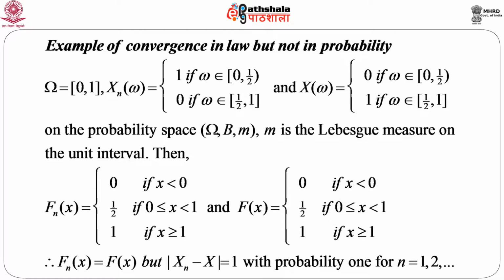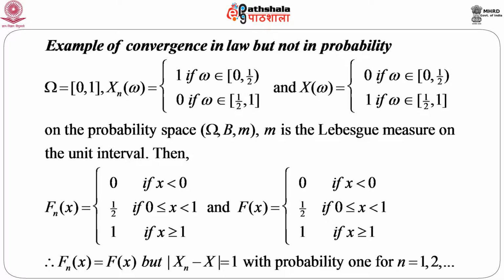One first example is: convergence in law does not necessarily imply convergence in probability. So, let us consider the whole sample space omega as (0,1) and define a sequence of random variables X_n(omega) as 1 if omega belongs to (0, 1/2] and 0 if omega belongs to (1/2, 1). Remember, the interval 0 to half is semi open, half side is closed and the other is open. Again we define capital X(omega) as 0 if omega belongs to (0, 1/2] and 1 if omega belongs to (1/2, 1). Just look at this interesting feature: whenever X_n takes the value 1, X takes the value 0, and whenever X_n takes the value 0, X takes the value 1.